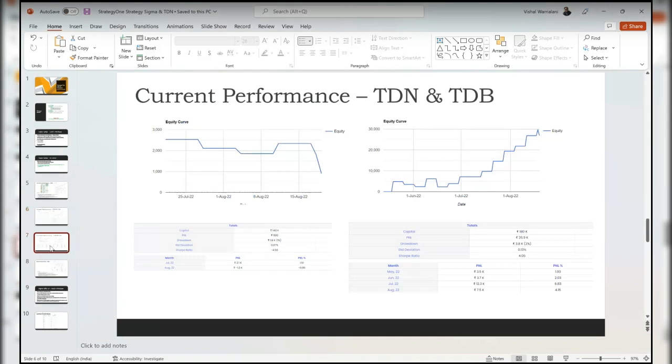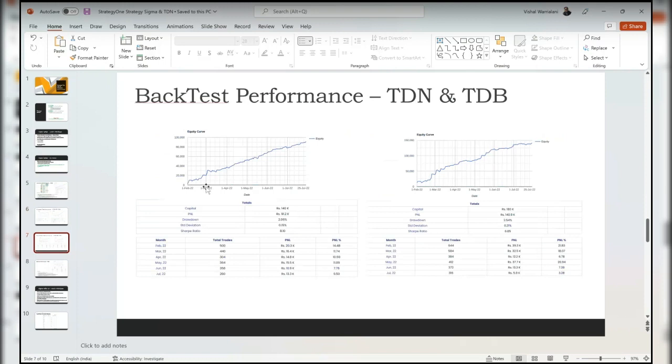So this is the presentation on this part. We'll continue on the Sigma part, but I can take questions on the TDN and TDB part if anyone has any questions. You have to raise your hand and we'll unmute or allow you to speak. No questions?